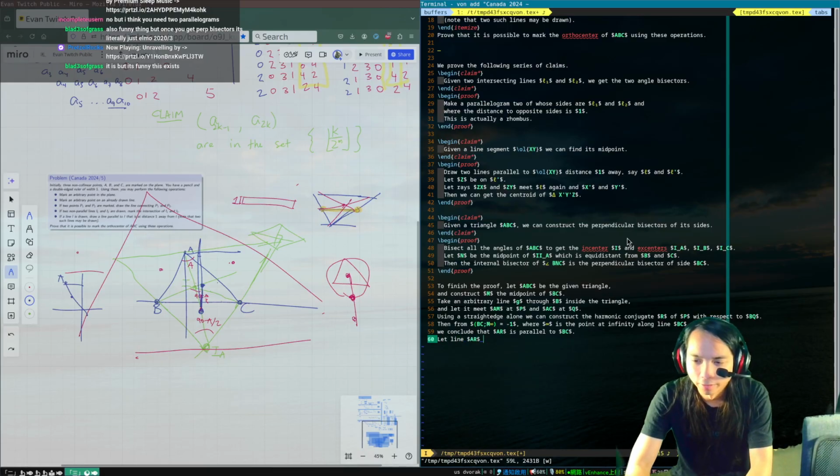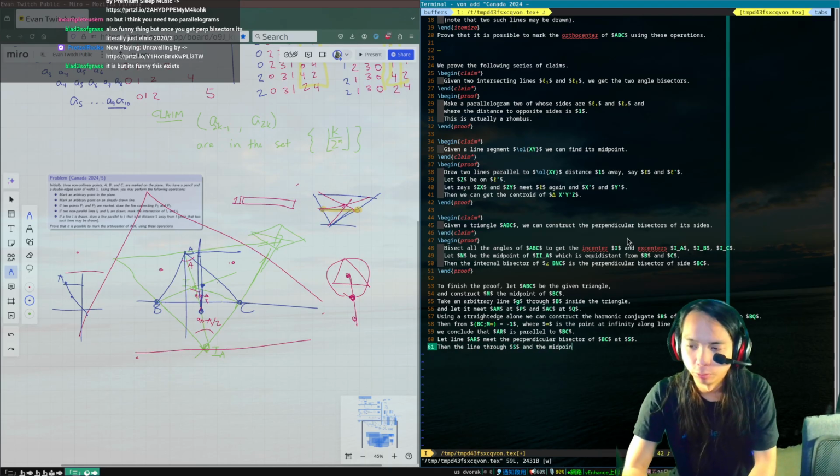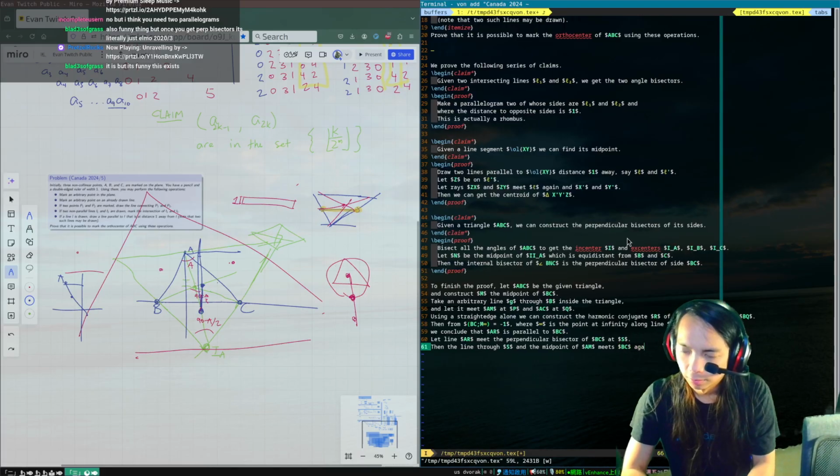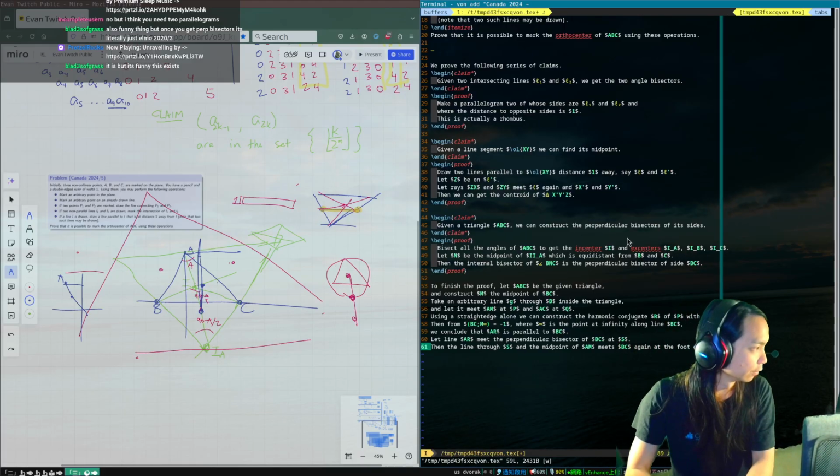Let line AR meet the perpendicular bisector of BC at S. Sure. Then the line through S and the midpoint meets BC again at the foot of the A altitude.